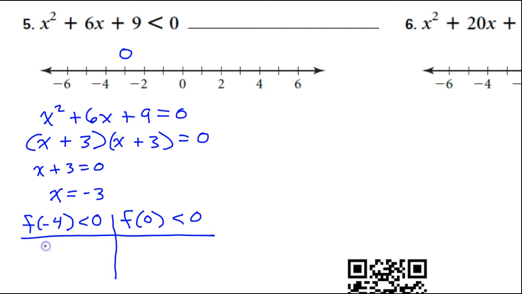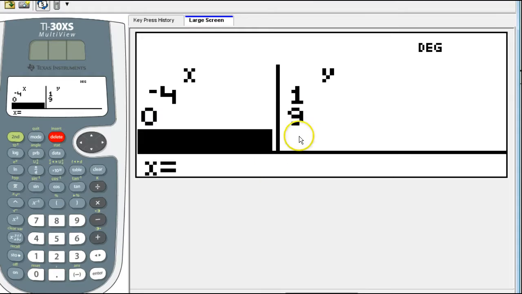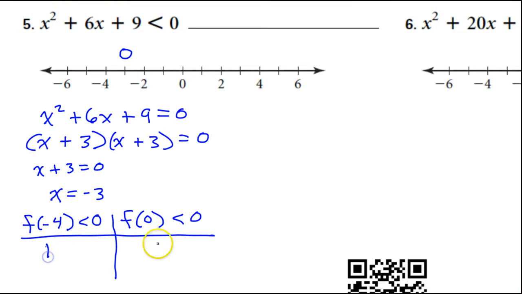Okay, so what was that again? 1 and 9. So I got 1 and I got 9. So the question is, is this less than 0? And is this less than 0? And the answer in both cases is no. That is not less than 0. And no, that is not less than 0 either.